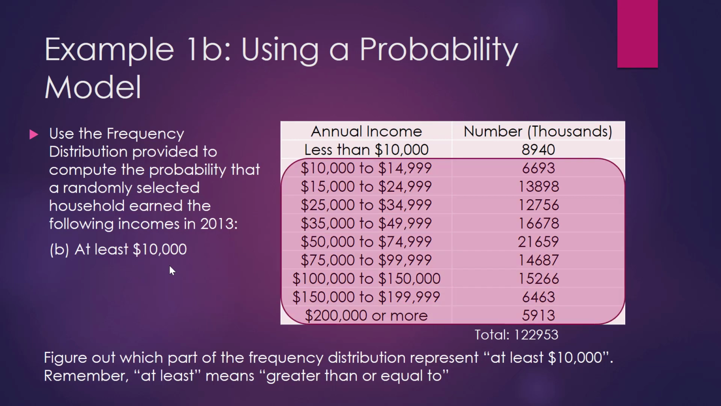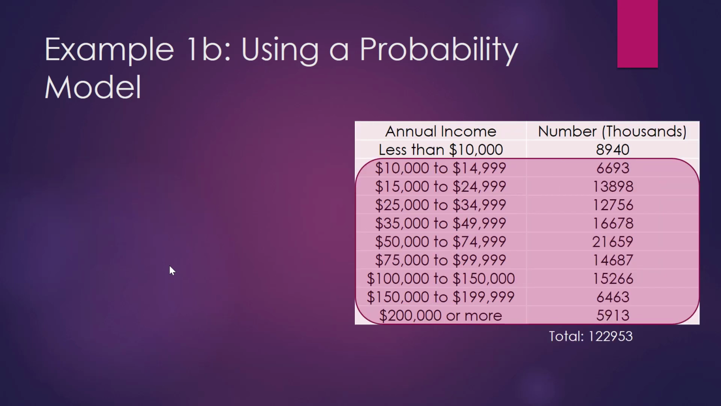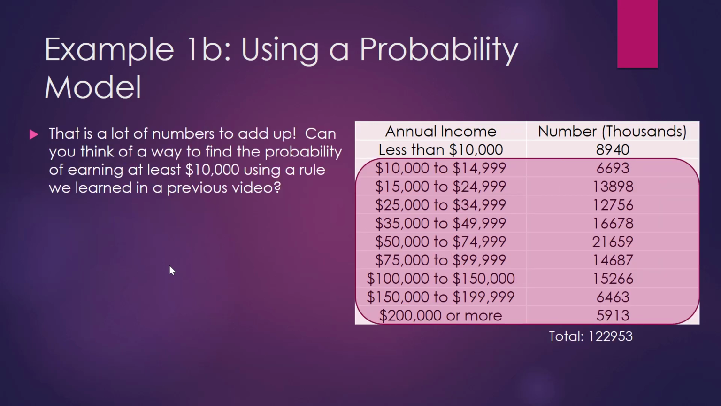All of these represent salaries or incomes that are $10,000 or more. That is a lot of numbers that we would have to add up in order to calculate the probability. Can you think of another way to find the probability of earning at least $10,000 using a rule we learned in a previous video? We can use the complement rule.